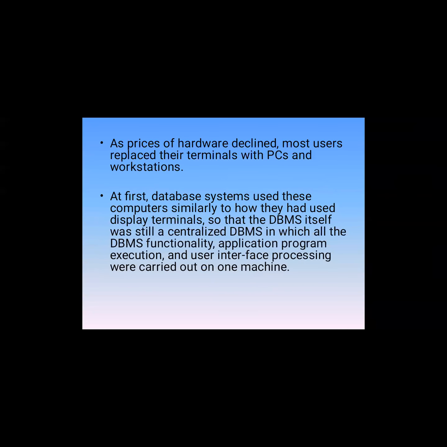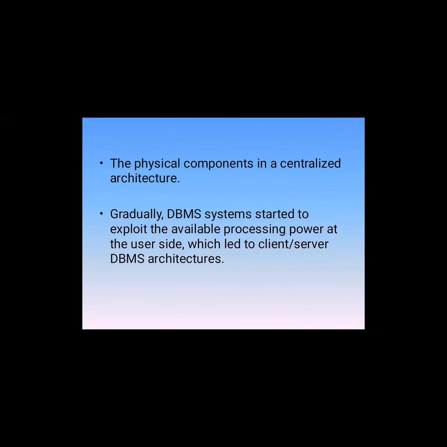As prices of hardware declined, most users replaced the terminals with PCs and workstations. At first, database systems used these computers similarly to how they had used display terminals, so the DBMS itself was still a centralized DBMS in which all the DBMS functionality, application program execution, and user interface processing were carried out on one machine. So whenever a client requests some particular data, that processing is done at only one system. These clients can only display the data, and it also reduces the cost. So that is the physical component in centralized architecture.